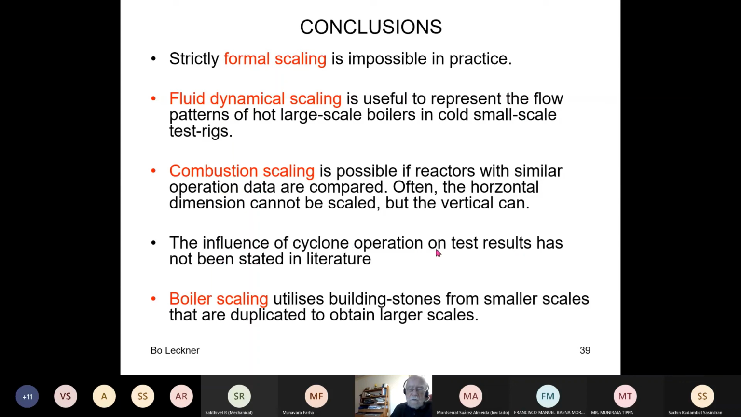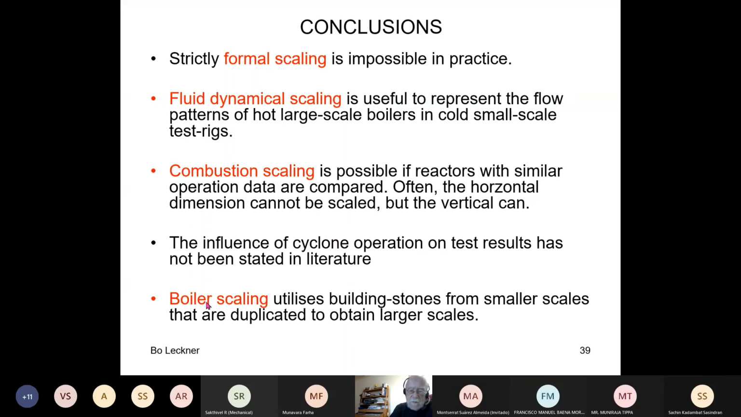The influence of cyclone operation has not been well stated in the literature, but it is, of course, important if you want to investigate the vertical combustion scaling of how char particles burn out. Then you need to have a good scaling of the cyclone to compare the big cyclone in the commercial scale with a presumably smaller cyclone that you can have in the laboratory reactor.